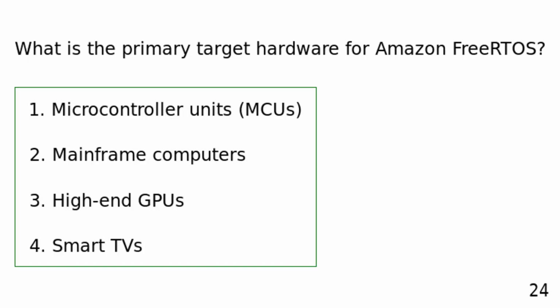What is the primary target hardware for Amazon FreeRTOS? Microcontroller units. Mainframe computers. High-end GPUs. Smart TVs.